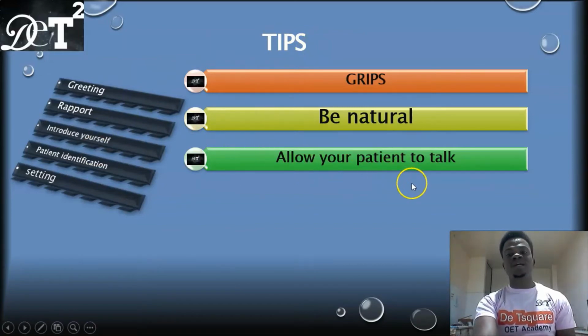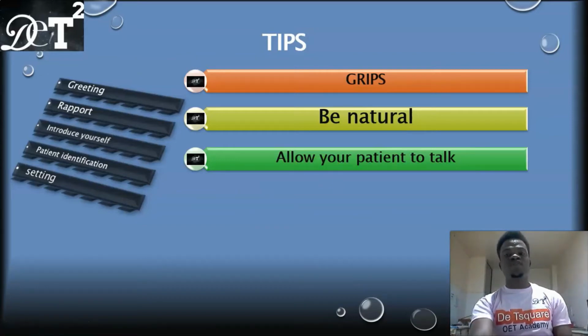If you speak that way, I doubt you can even score up to 350, because most of these clinical criteria you would have missed out from your speaking. So try as much as possible to allow your patient to speak.